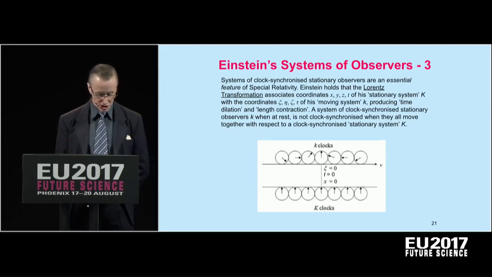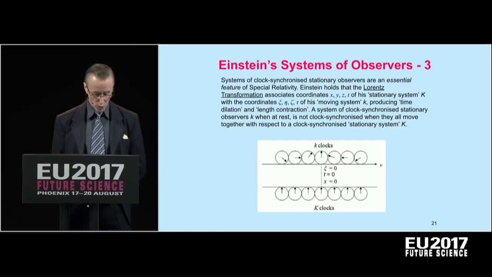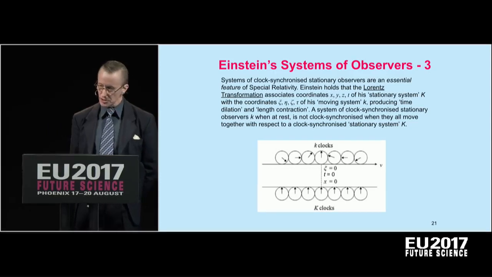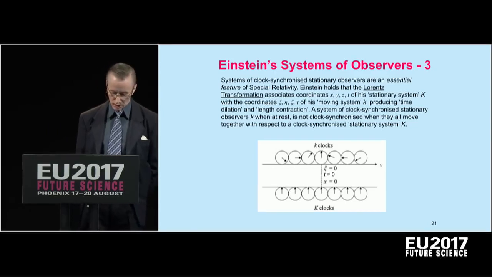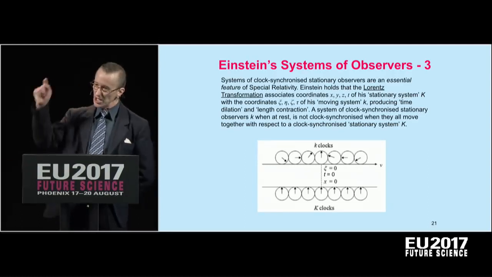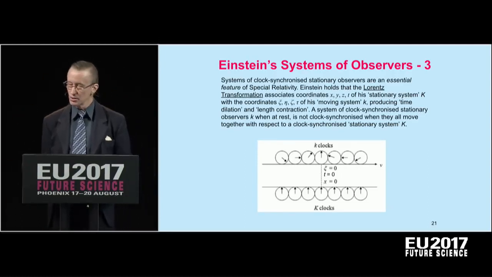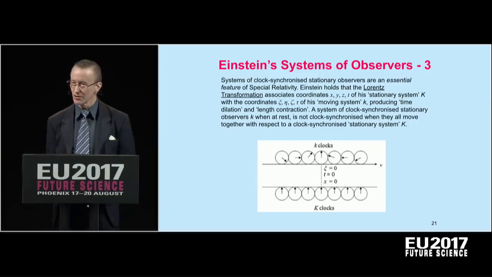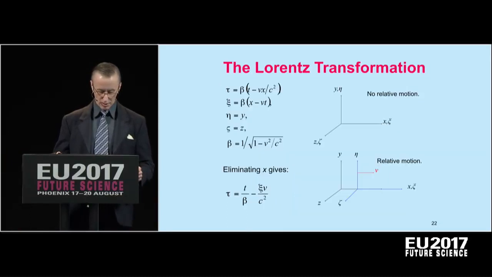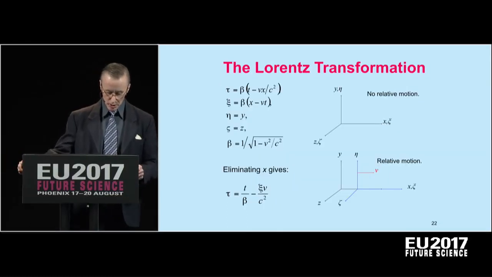A system of clock synchronized stationary observers, little k, when at rest, is not clock synchronized when they all move together with respect to a clock synchronized stationary system K. So in other words, if you're in the big K system where all your clocks are reading the same time and you look at the clocks as they all pass you, held by other stationary observers in their system, it all goes haywire. All the clocks are reading different things. So it becomes mind-boggling. So now we're going to look at the Lorentz transformation.